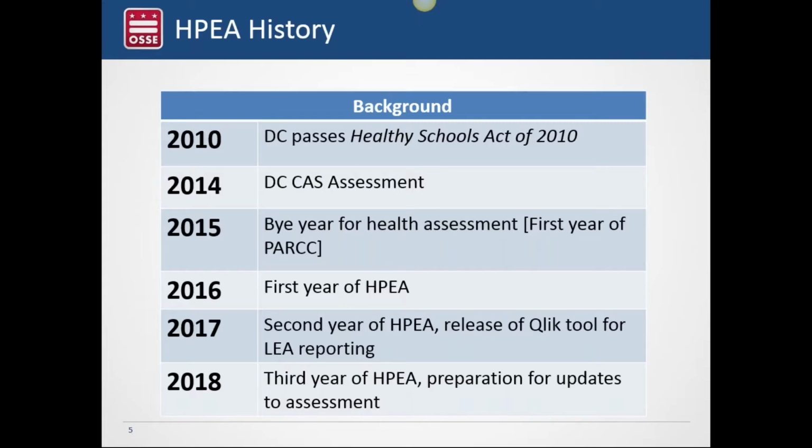This was 15-16. And after that school year, we accepted feedback from LEAs both around the questions and the structure of the administration, which helped us roll out the 2017 assessment. That year, we built a tool in Qlik that allowed LEAs to track more easily the completion of the assessment, as well as pretty quickly get to results from the assessment. And we'll talk through that here momentarily as well. This year will be the third year that we administer this new iteration of the HPEA, and we're working on updates for next year as well, which I'll tell you more about shortly.